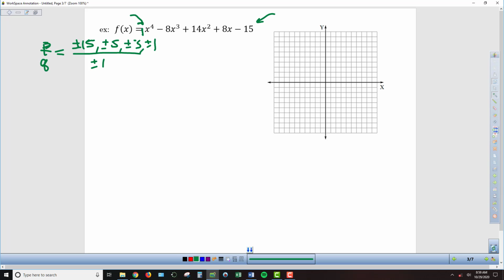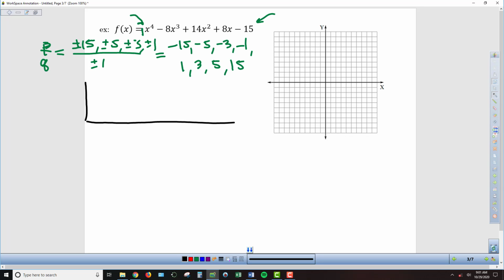So our laundry list, if we put it in order, it's going to be from negative 15 down to negative 5, negative 3, and negative 1. And then the positives, 1, 3, 5, and 15. So again, we have 8 possible rational zeros that we have to work through. And so now we just have to start testing them out. So the way we're going to test them is by using synthetic division.